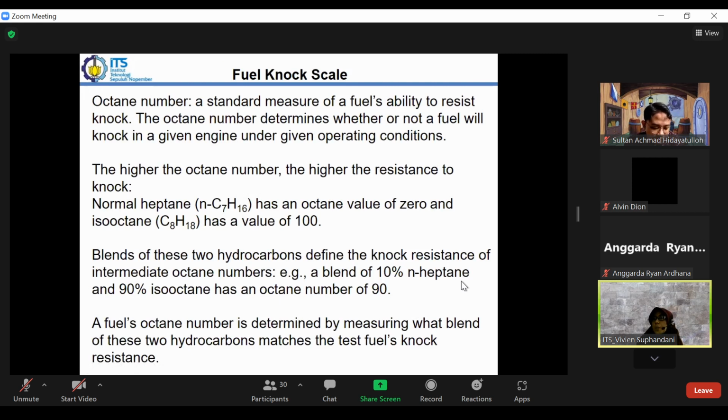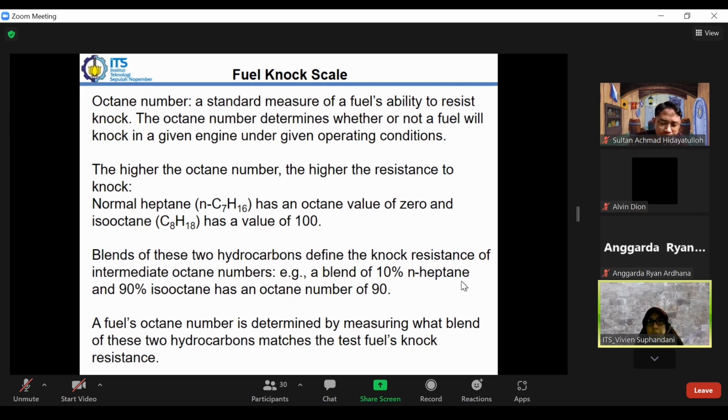So octane number is actually the ability of the fuel to resist knocking. This is a quantity to show the ability of the fuel to resist knocking. So the octane number determines whether or not a fuel will knock in a given engine under given operating conditions. So it is correct that the higher the octane number, the higher the resistance to knock.